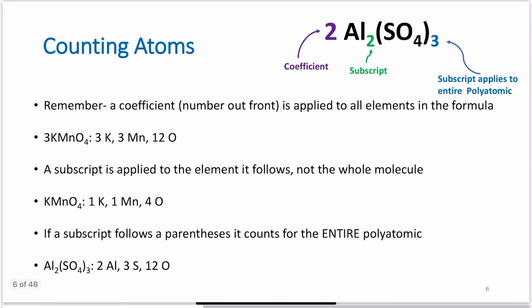What do I mean by counting atoms? Counting atoms in a chemical equation. When I look at this, here I've got aluminum sulfate written out. We should know by now that we can call it aluminum sulfate. We should be able to split it apart. We've learned naming.